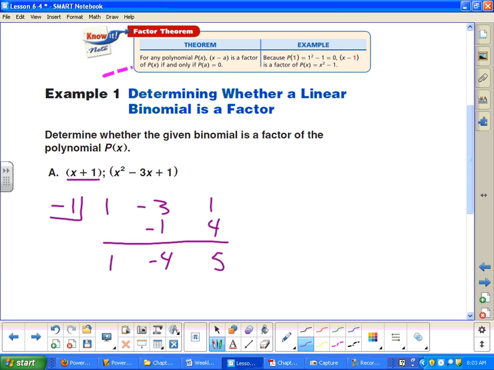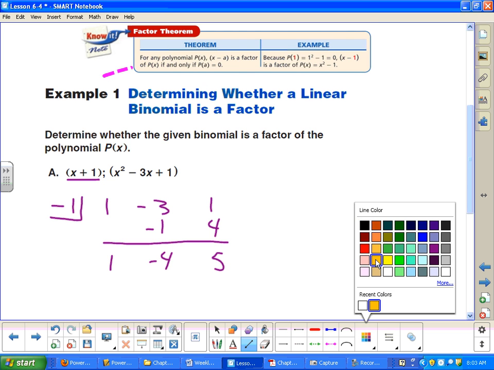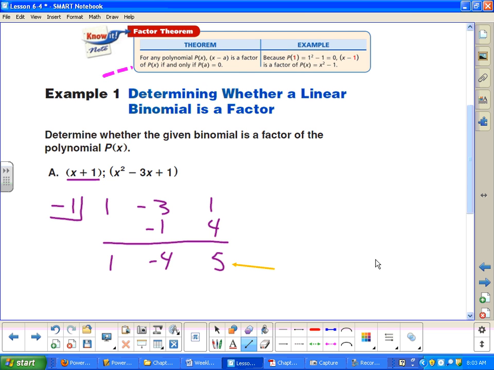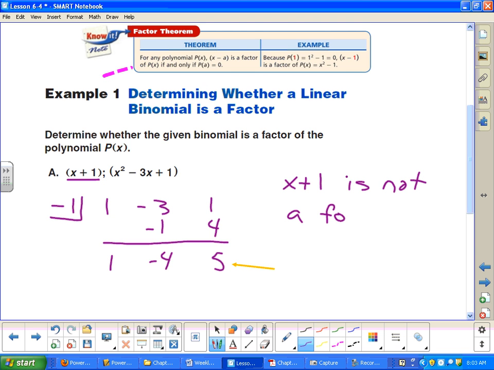So since this number here is not equal to 0, x plus 1 is not a factor. Since 5 is not equal to 0, then x plus 1 is not a factor.